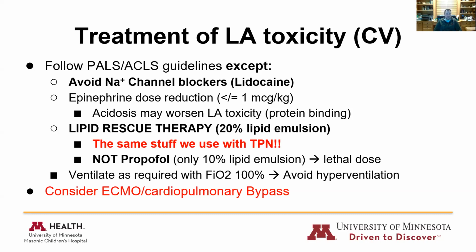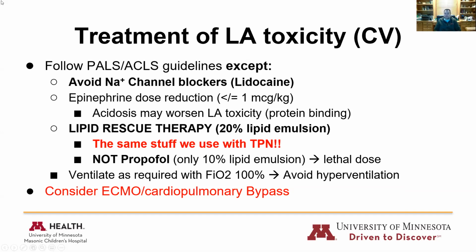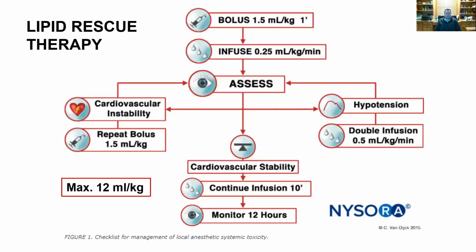We have one strong helper, and that is lipid rescue therapy. Basically, we're using the same 20% lipid emulsion that we use for TPN. The reason why you shouldn't be using propofol is, first of all, that it's only a 10% lipid emulsion, so you would need to double the amounts. And then propofol in itself has a strong negative inotropic effect, so giving that much propofol basically creates a lethal dose of propofol. So please stay away from propofol in the setting of local anesthetic toxicity. Ventilate as required. In severe cases, you might have to consider ECMO or cardiopulmonary bypass in these patients. Here are the lipid rescue therapy dosing guidelines.